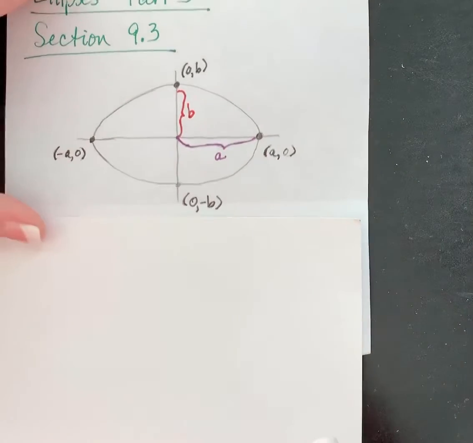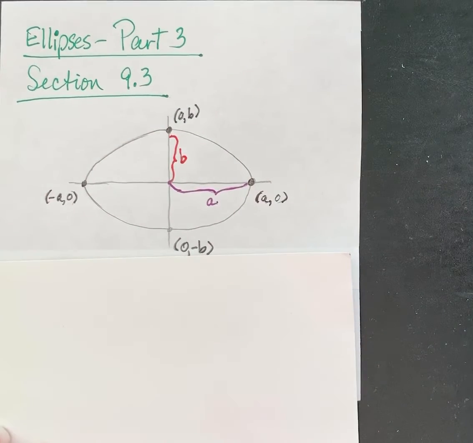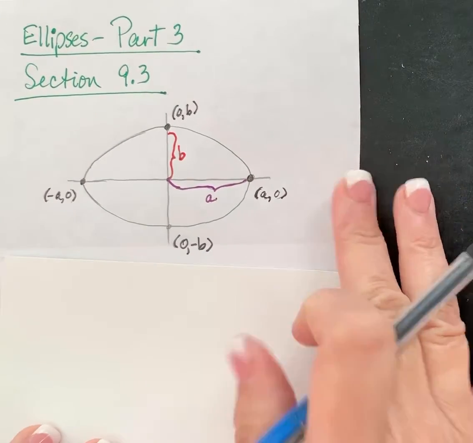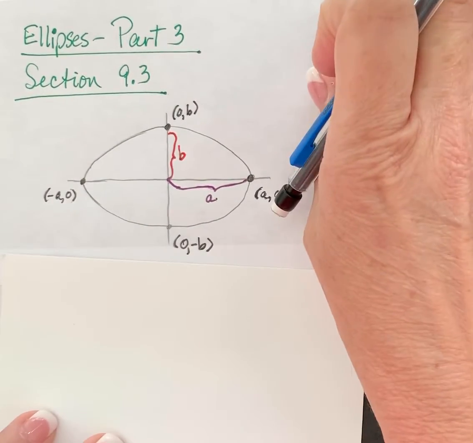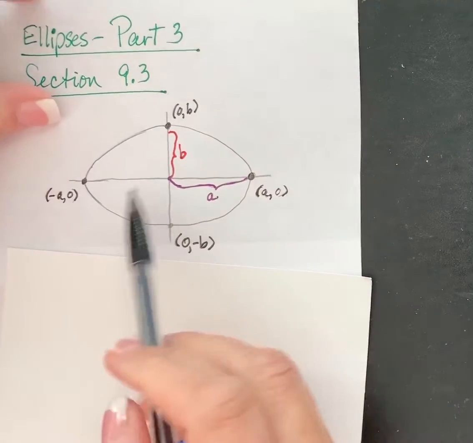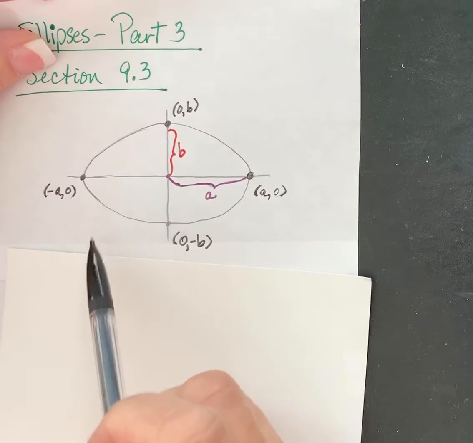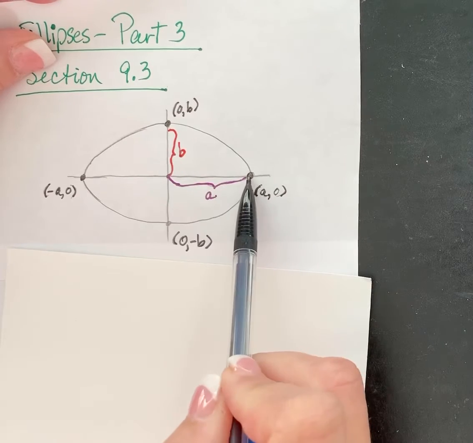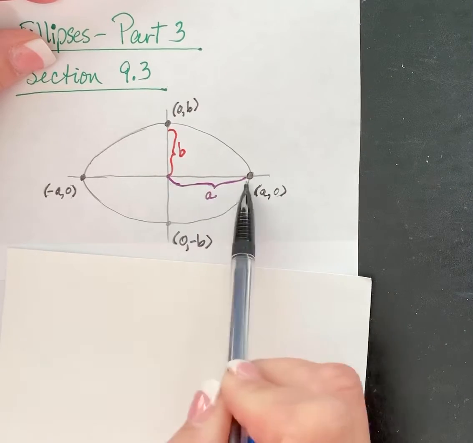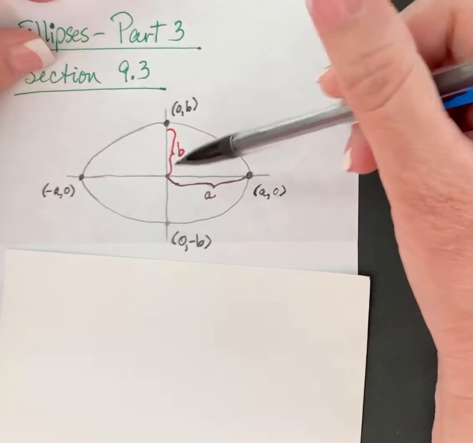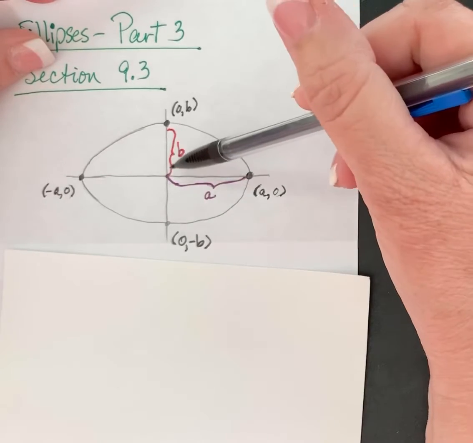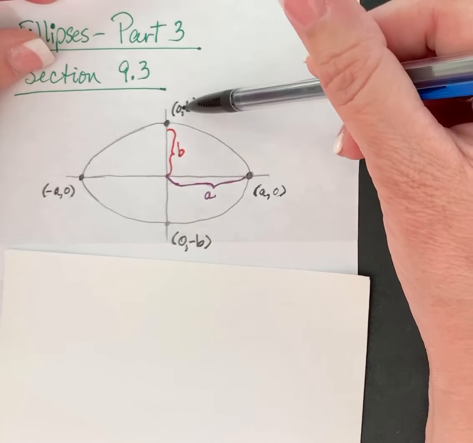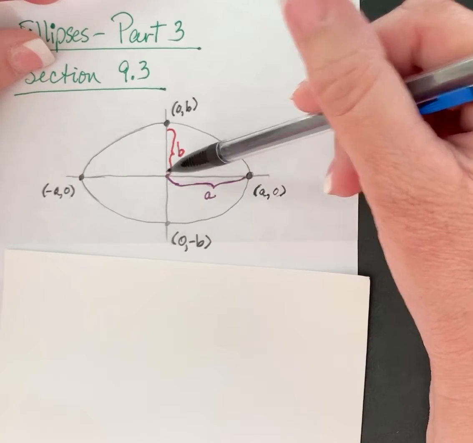Okay, in ellipses part 3, we will talk about the foci. All right, so I have a general ellipse drawn. This one has the major axis horizontal. So when you measure from the center to this vertex here, that's a units in a horizontal way. When you measure to the co-vertex, which is (0, b), then that's b units.